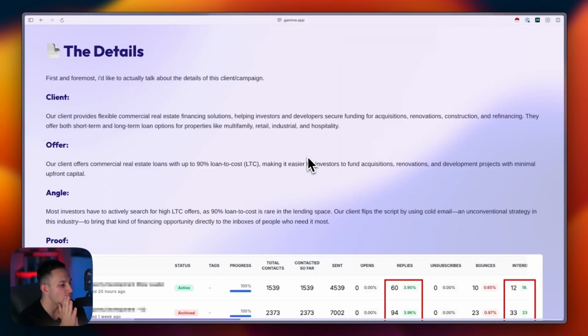Okay, now the offer: our client offers commercial real estate loans with up to a 90% loan to cost ratio, which makes it really easy for these investors to fund acquisitions, renovations, and development projects with minimal upfront capital required. Now, if you're unfamiliar with how these financial products work, in essence, the higher this number, the lower that you have to invest yourself, which obviously means it's a good thing. So, you want these numbers to be as high as possible.